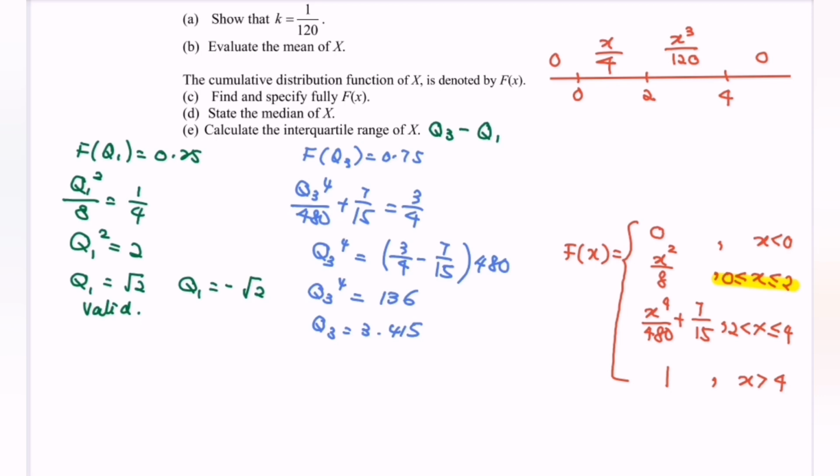So find the interquartile range. The interquartile range is equal to 3.415 minus the square root of 2. So if we evaluate the situation, we will have the value 2.00074. So the interquartile range, if we round up, actually has the value 2.